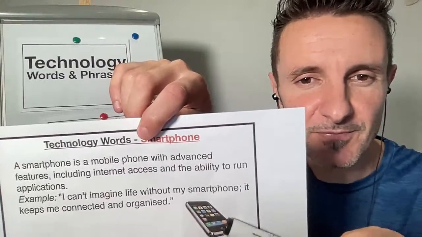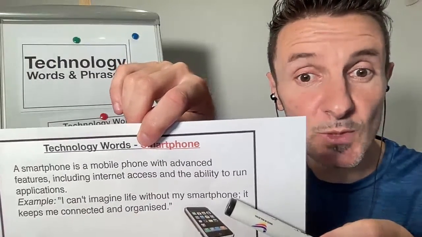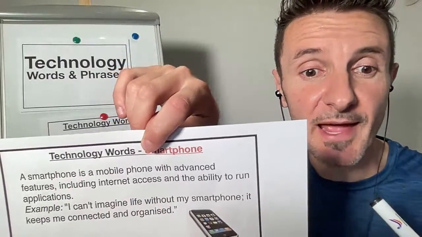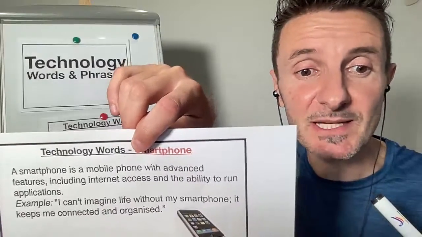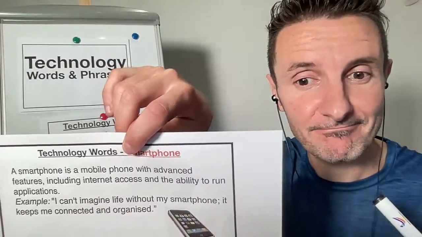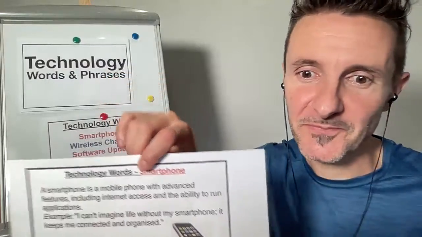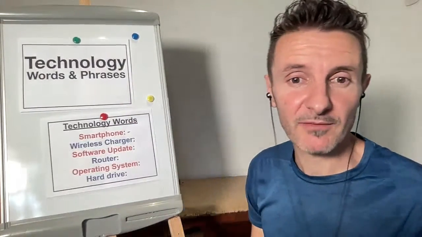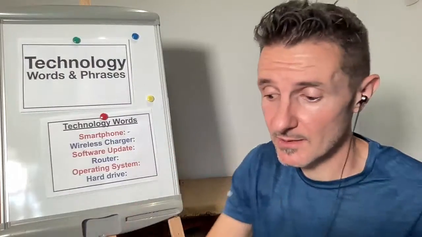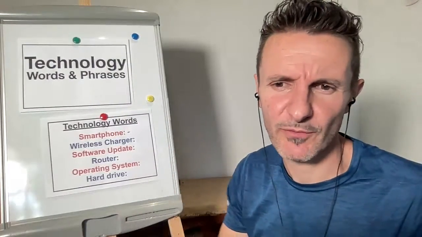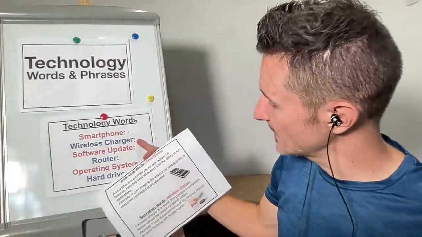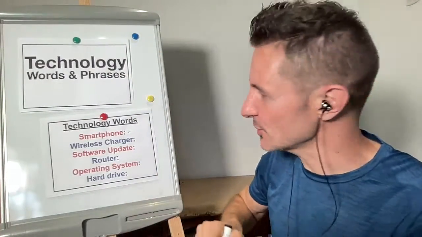This is a smartphone. And here is an example of a sentence we use with the word smartphone. I can't imagine life without my smartphone. It keeps me connected and organized. So that's the first word, easy, smartphone. This thing here, this is a smartphone. We don't call it a mobile phone. Well, you can call it a mobile phone, but in the English world, we like to call it a smartphone.